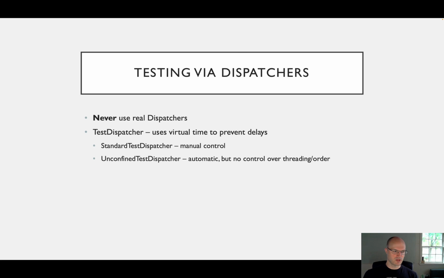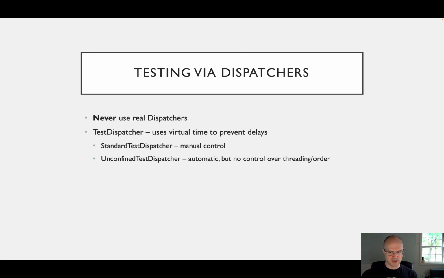This is in the coroutines test library. What this does is it uses a virtual time, not wall clock time, to prevent delays. So if your dispatcher encounters a coroutine that says delay for so many milliseconds, it just advances its virtual time to act as if that delay has already happened, and it actually runs almost instantaneously. So this gives you a few great things.